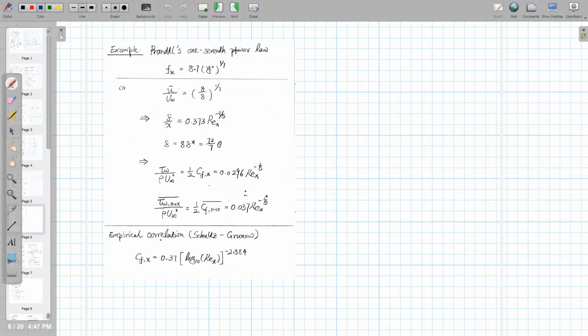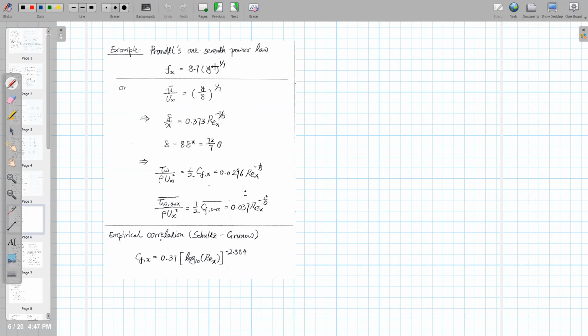The simplest case of fu is the so-called Prandtl's 1/7 power law. The Prandtl's 1/7 power law basically means that fu equals 8.7 y plus to the power of 1/7. This is the most commonly used velocity distribution, the velocity profile in a boundary layer, in the region near the wall actually. So this is a very common one to use, shown in many textbooks.